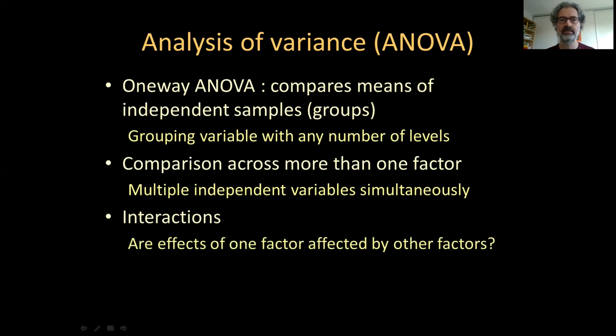Statistical interactions, which are also the main reason that we discuss analysis of variance in this course, concern the important question of whether the effects of one factor, the effects of one independent variable, are relatively constant or are affected by other factors, by the other independent variables. We will see exactly what this means in our example.